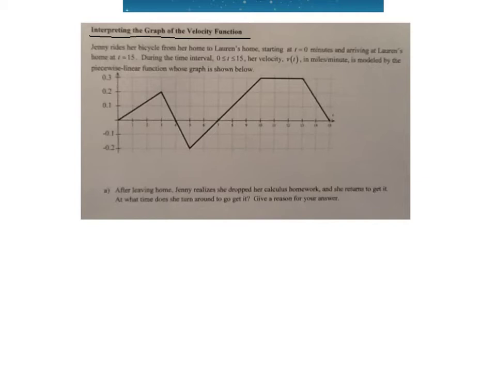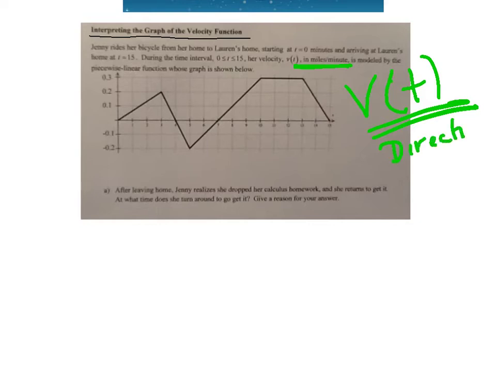Jenny rides her bicycle from her home to Lauren's home, starting at t equals 0 minutes and arriving at Lauren's home at t equals 15. During the time interval 0 to 15, her velocity is in miles per minute, so let's make sure we've got those units underlined. It's represented by this piecewise linear function whose graph is below. It's really important that you label that graph v of t, and keep in mind you are staring at velocity the entire time. Every time we think velocity, you should be thinking direction. This is telling you whether you are moving to the right or left.